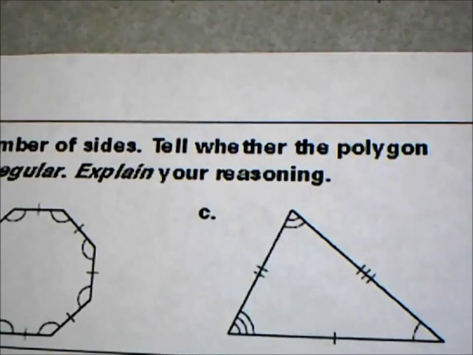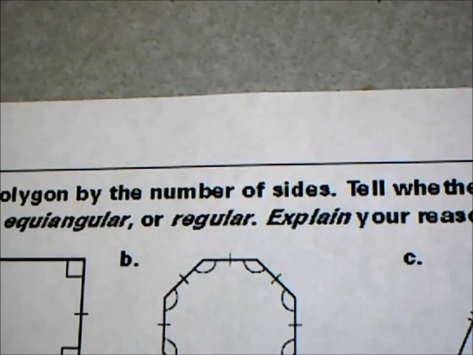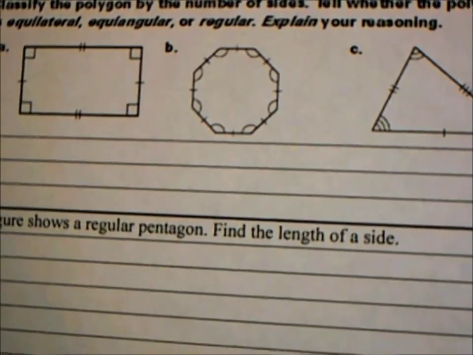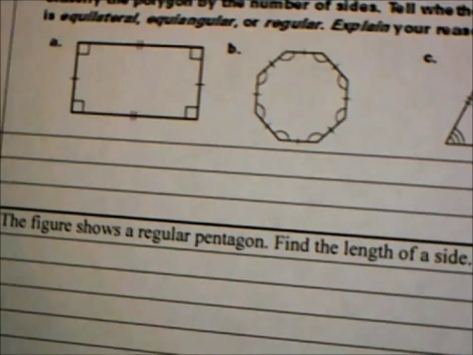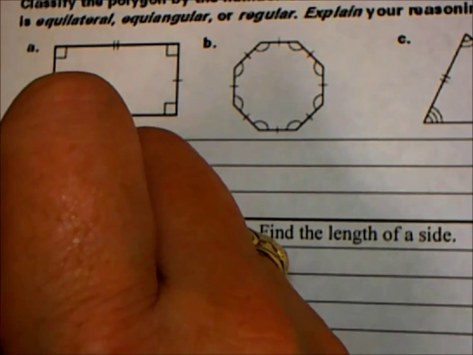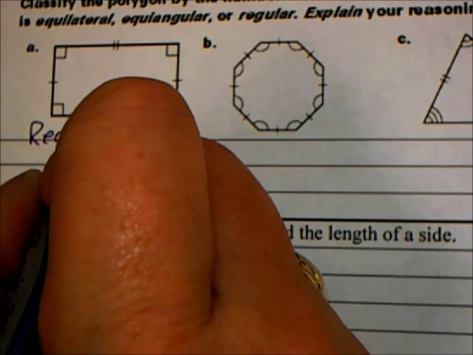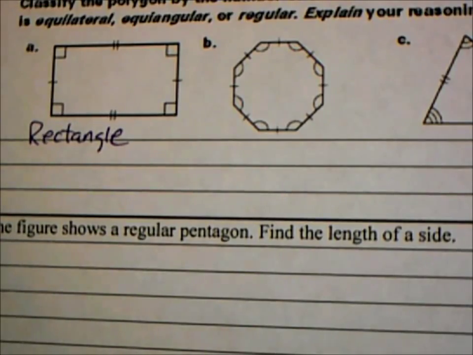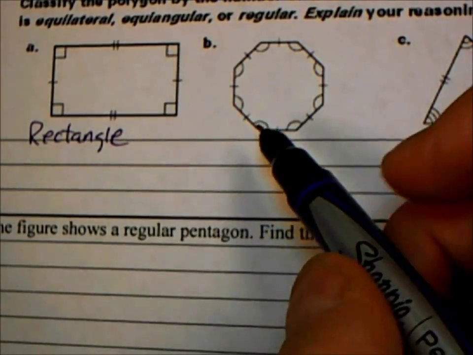Okay, if we're looking at the next page, it says classifying polygons by the number of sides. It says tell whether the polygons are equilateral, equiangular, or regular. On the first one, this is 4-sided, so that means its name is a rectangle. Okay, it is a rectangle because it has 4 sides.